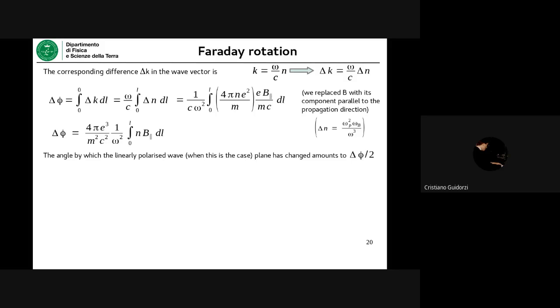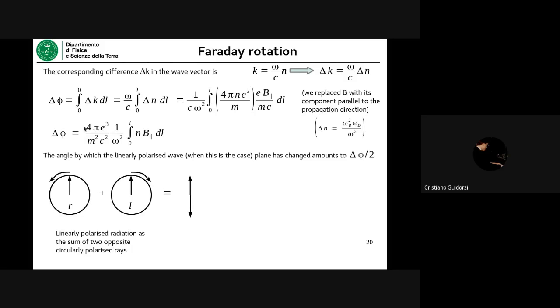But in general, the linear polarization will still be linear polarization, but the plane along which you have the linear polarization, so the plane along which the electric field is oscillating, will be rotated by an amount which is delta phi over 2, where delta phi is the quantity we just calculated. Why is this the case? Well, this is the reason why we studied so far the circularly polarized waves instead of the linear.